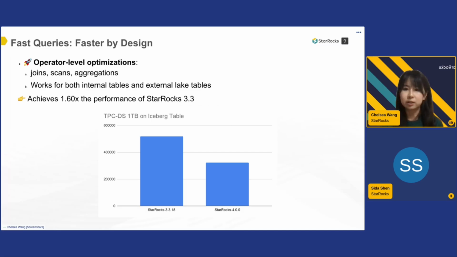The result you see here is from the TPC-DS benchmark. We compare to version 3.3, the performance we had one year ago. Version 4 achieves 1.6 times faster. And this isn't just for StarRocks internal tables, right? It also applies to external data lake tables because we optimized the fundamental operators. In fact, the test benchmark result comes from fully analyzed Iceberg tables. So wherever your data lives, StarRocks can make it faster.